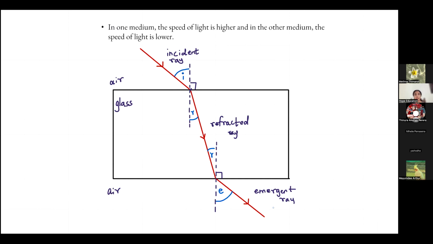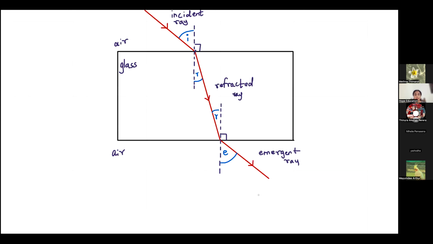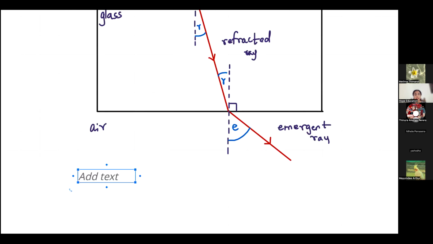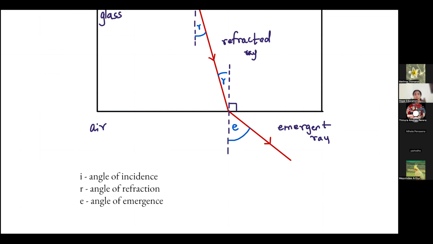Okay, can you all draw this? Mommy, I think we need to label the angles. Simple I is the angle of incidence. Simple R is the angle of refraction. Simple E is the angle of emergence. Okay, these are the angles.